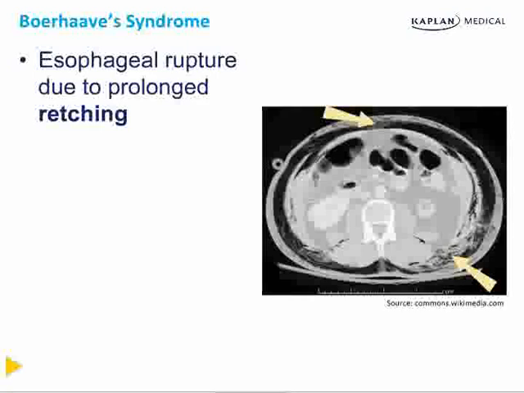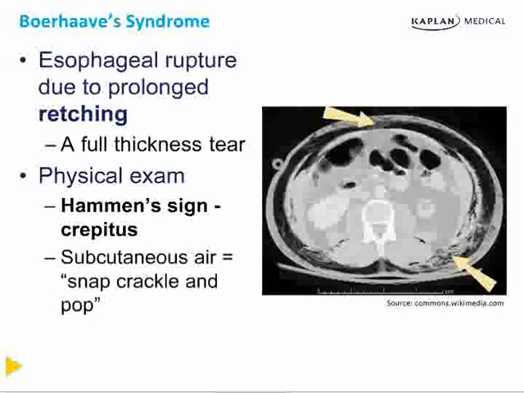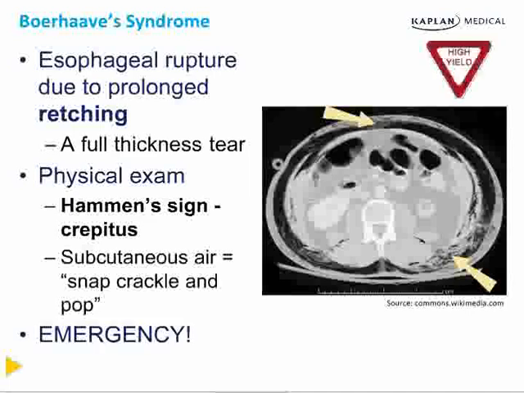Now, in contrast to Mallory-Weiss tears, Boerhaave syndrome is a full-thickness tear and a surgical emergency. It typically occurs in patients who are alcoholics and who have had repetitive retching. The changes in intrathoracic pressure lead to a full perforation. On exam, the patients will say they had a sudden onset of chest pain and shortness of breath. They're going to have a positive Hammond sign, which is crepitus. This is subcutaneous air. It's a snap, crackle, and pop. The next best step in management: this is a surgical emergency, so take them to the OR.